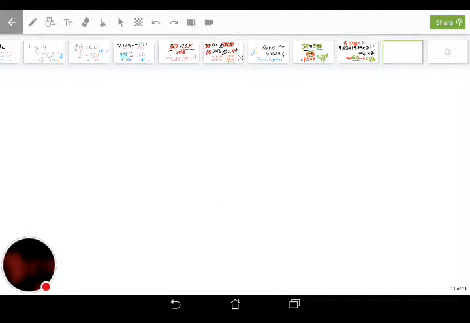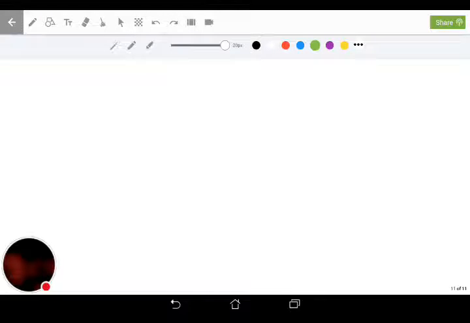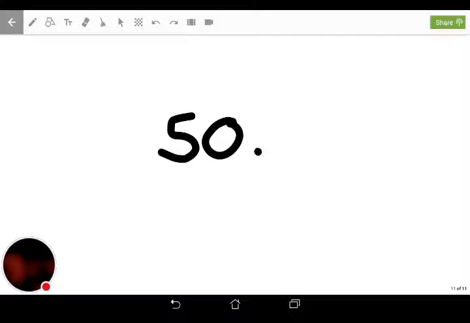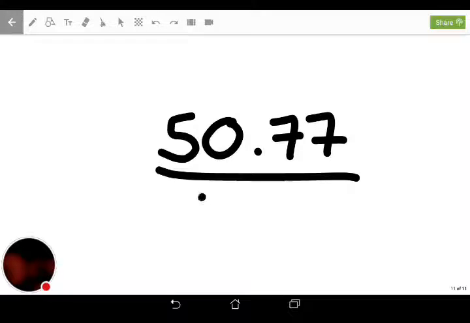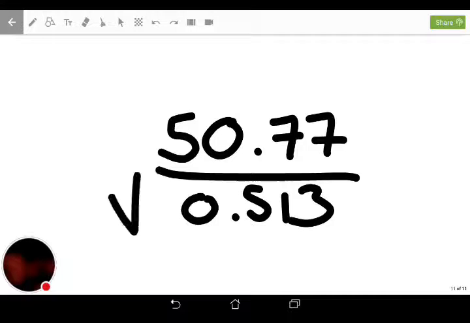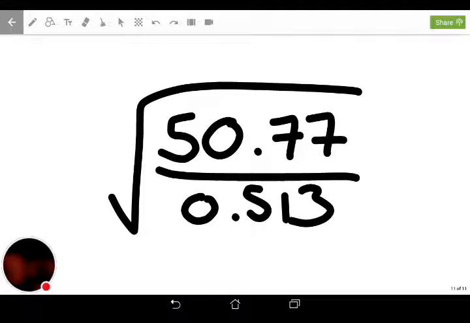One a little bit harder. I'm going to start looking at dividing by decimals now. So earlier we said about significant figures. It's the first number that isn't 0, and we're going to see a slightly different version of it now. So 50.77 divided by 0.513, and I want the square root of all that answer.